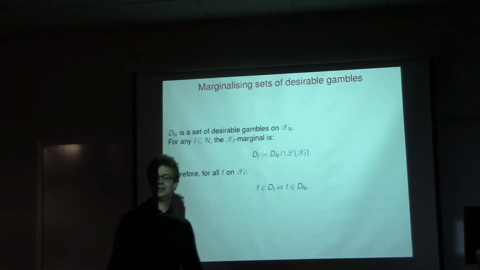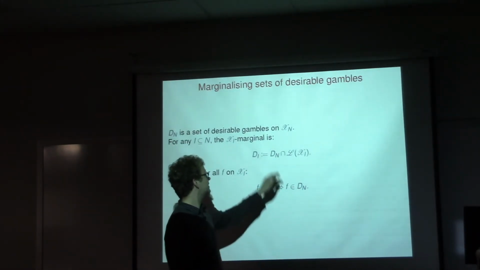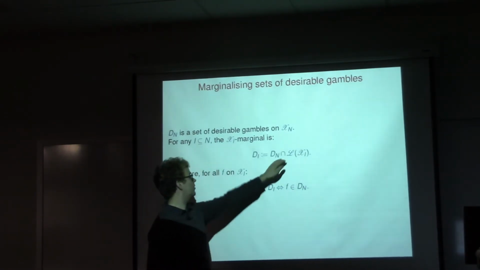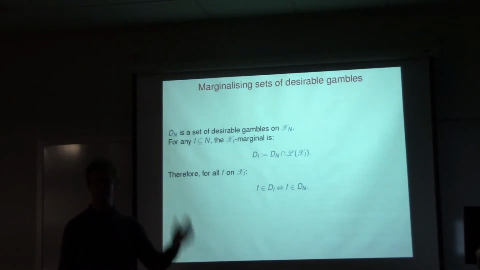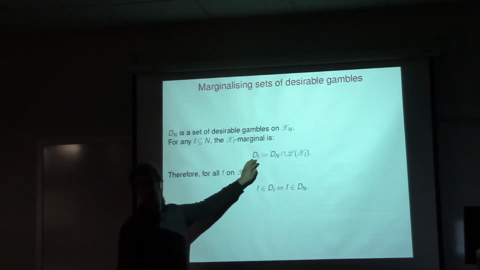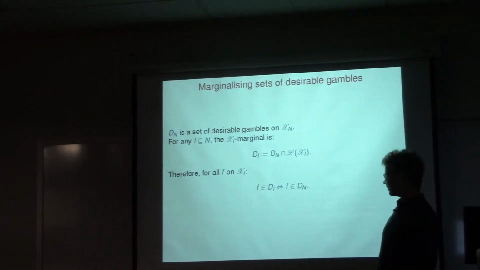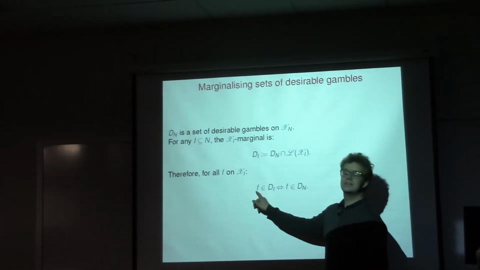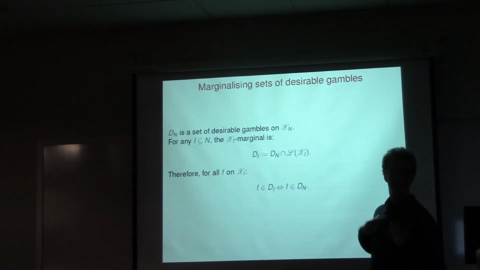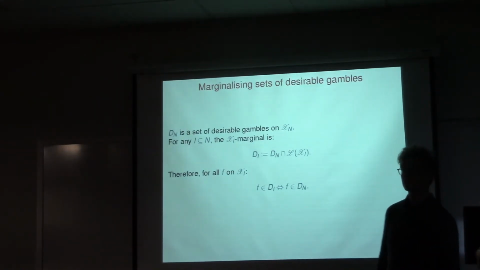What is it? Well, I just look at my original set of desirable gambles on the sequence of variables, and I intersect it with the gambles that depend on XI only. So I just take another intersection, I intersect it with the linear space of gambles that depend on XI only, and my result is the marginal set of desirable gambles. So in fact, for any gamble on XI, this gamble is in my marginal if and only if it was in my original one. So I think it's very easy, and this is the reason that many proofs are very easy with sets of desirable gambles.